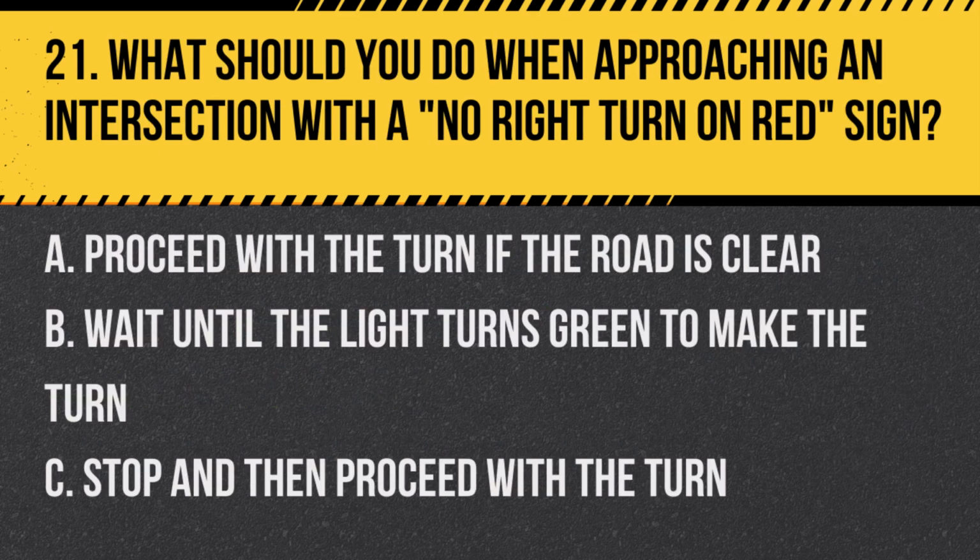Question 21. What should you do when approaching an intersection with a no right turn on red sign? A. Proceed with the turn if the road is clear. B. Wait until the light turns green to make the turn. C. Stop and then proceed with the turn. Answer. B. Wait until the light turns green to make the turn. This sign indicates that right turns on red are prohibited, so you must wait for a green signal.